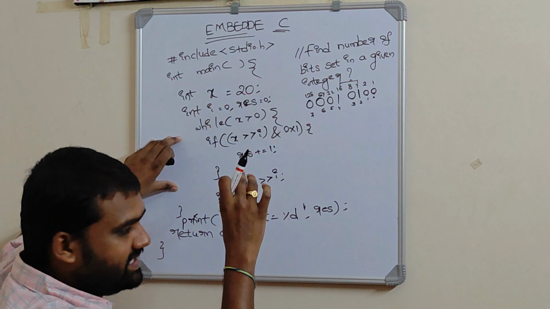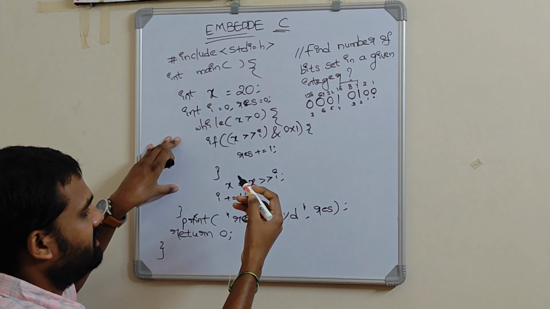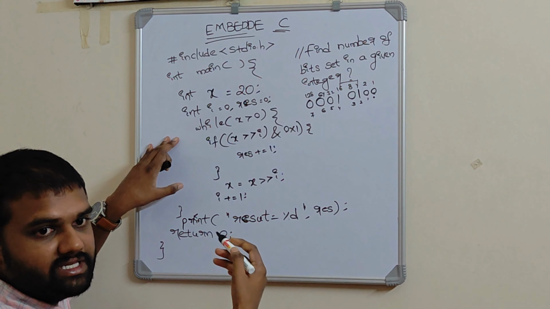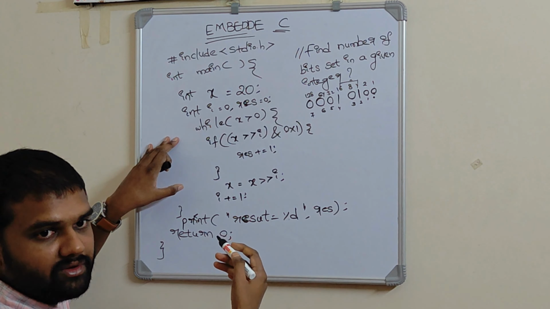Here we are updating the x value. How are we updating the x value? We are doing a right shift again. This is like dividing by 2. Again we are increasing the i value to go to the next iteration. Okay, so this will give the result as 2. You can try this code.